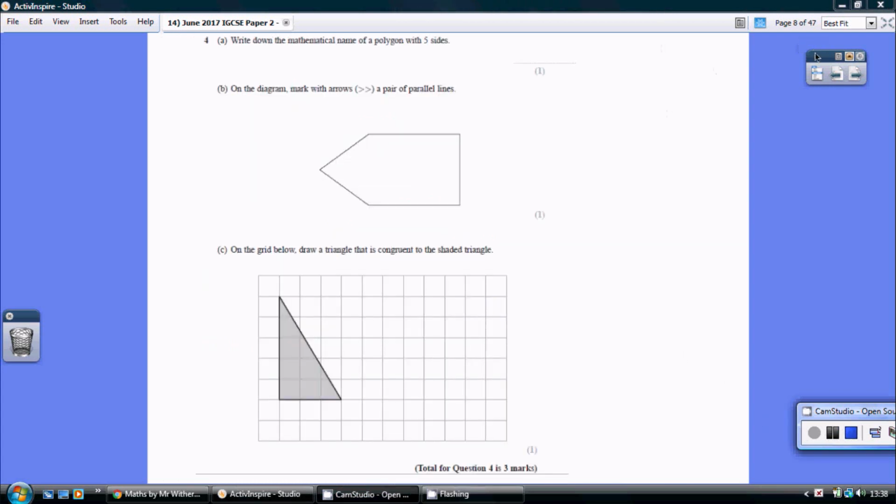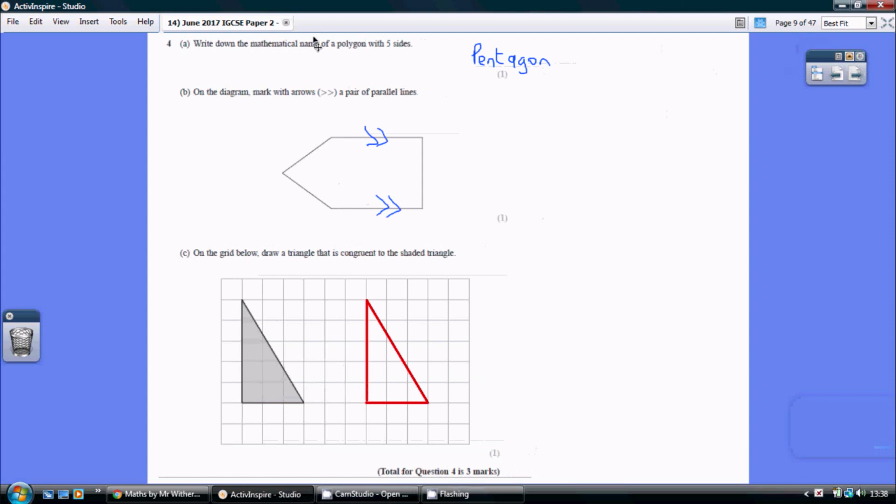Question 4. Well, a 5-sided polygon is called a pentagon, just like that building in the United States. On the diagram, draw with arrows a pair of parallel lines. Well, the only lines that are parallel here are these 2. And part C, on the grid below, draw a triangle that is congruent to the shaded triangle. Well, you just need to know that congruent means exactly the same size, so just repeat the triangle.